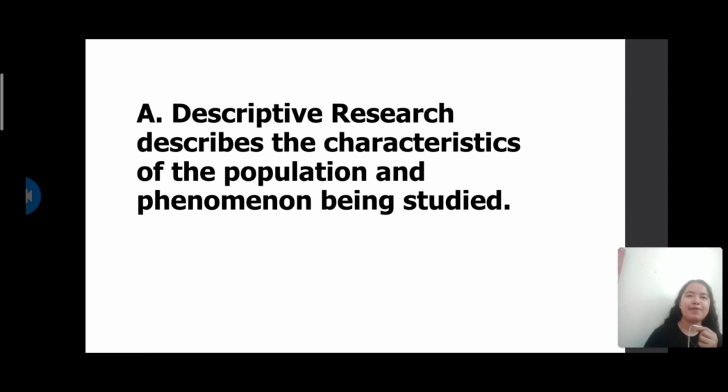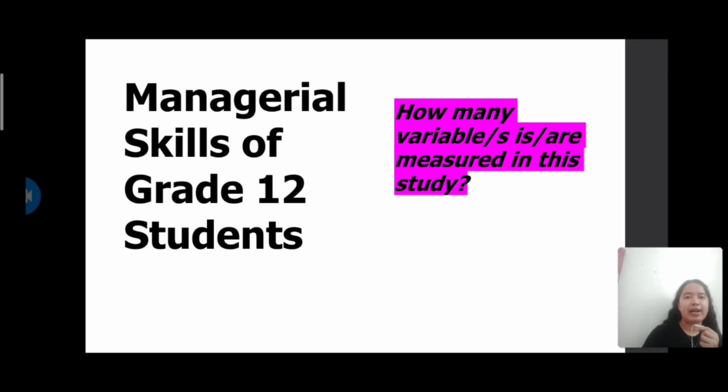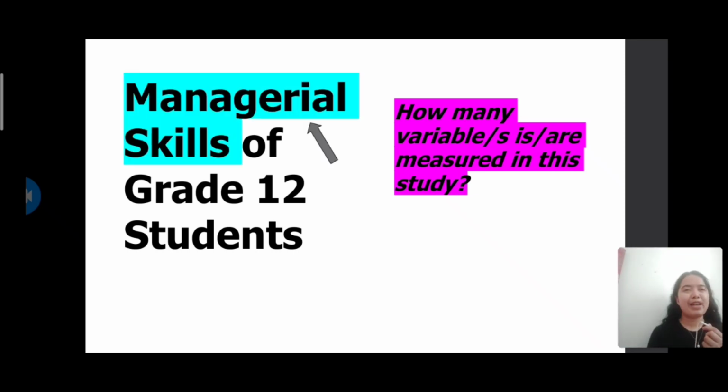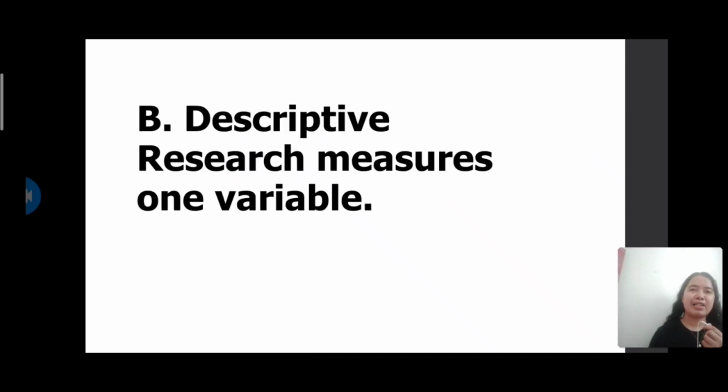Now let's figure out in the next slides what are the other characteristics of descriptive research aside from describing the phenomenon and population of the study. Using the same research title again, Managerial Skills of Grade 12 Students, my question is, how many variables are measured in this study? When we talk about a variable, it's similar to the phenomenon being studied. So what is the variable being measured? It's the managerial skills. The other characteristic of descriptive research is that it measures only one variable.